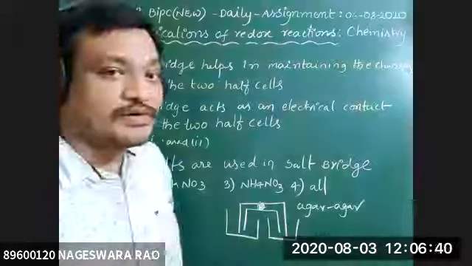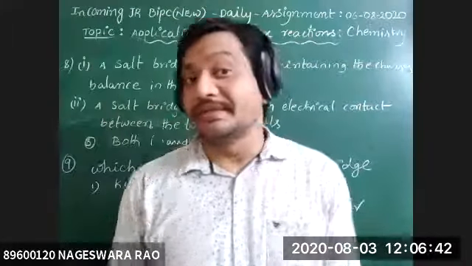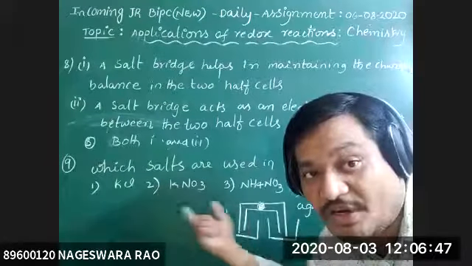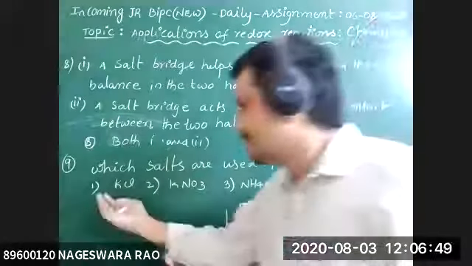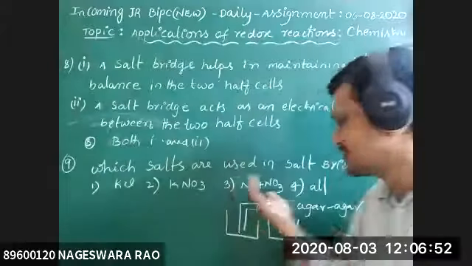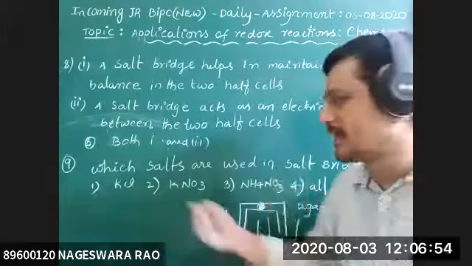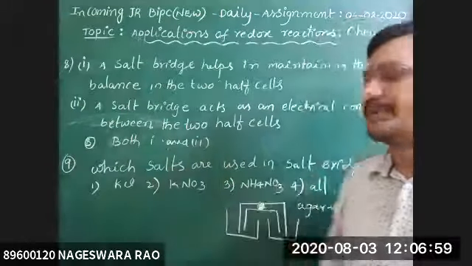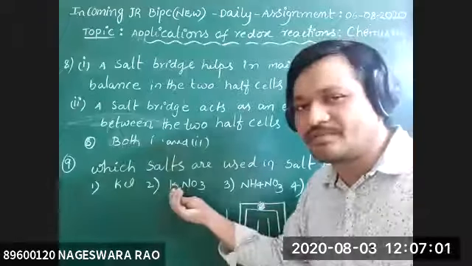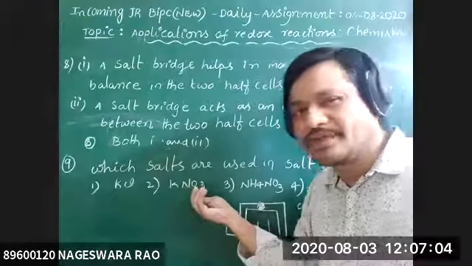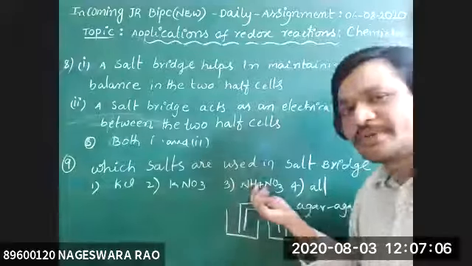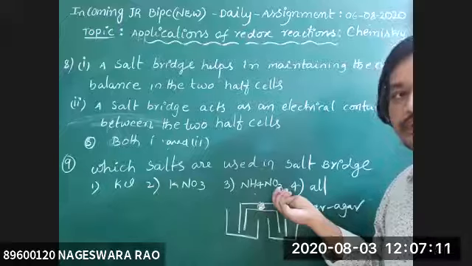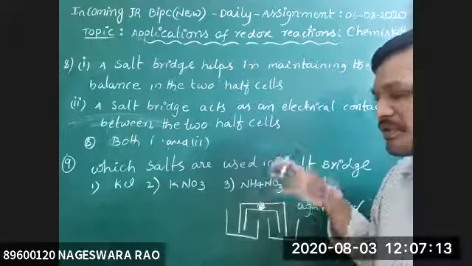Here, the mobility of the cation equals the mobility of the anion. That's why these salts are used in a salt bridge. Very, very important. Why? The mobility of K+ is almost equal to the mobility of Cl-. The mobility of K+ is almost equal to the mobility of NO3-. The mobility of NH4+ is almost equal to the mobility of NO3-. That's why these salts are used in a salt bridge.